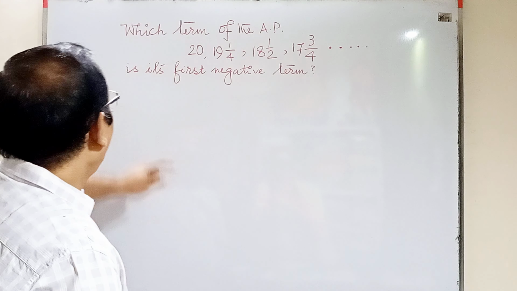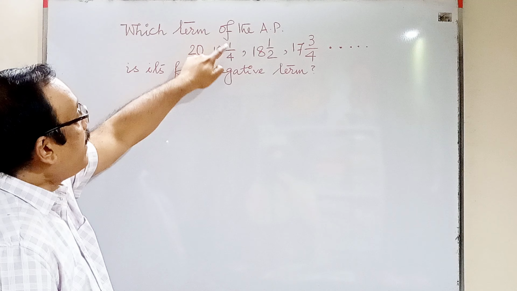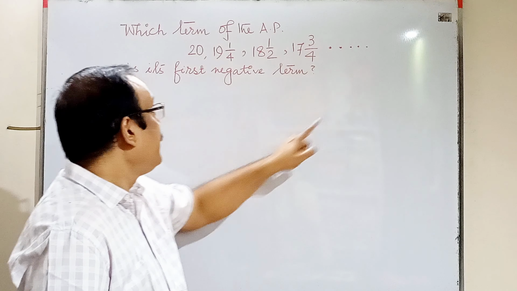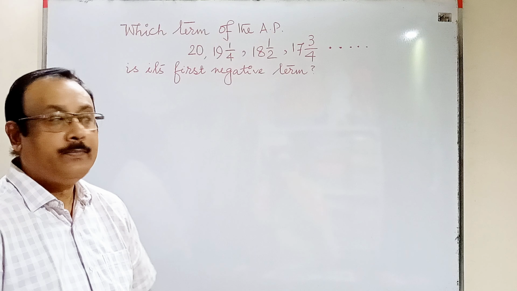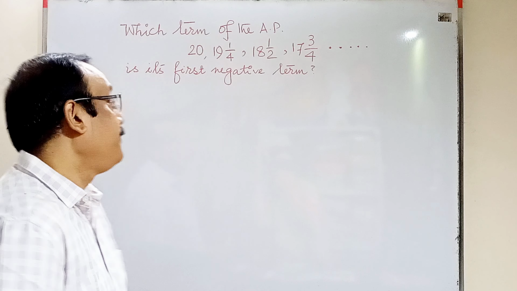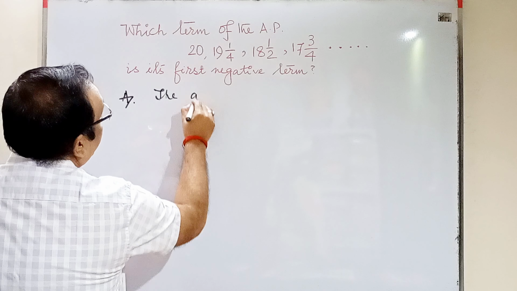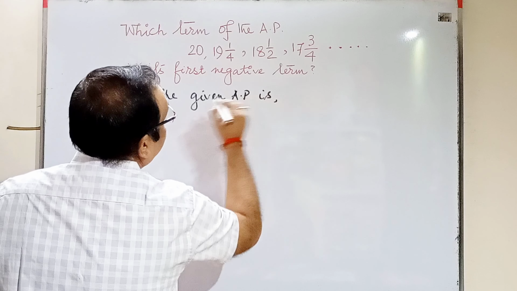Today's question is: which term of the AP 20, 19 1/4, 18 and a half, 17 3/4 is its first negative term? This is a very important question of class 10. How will we do it? The given AP is, so we'll write the given AP.